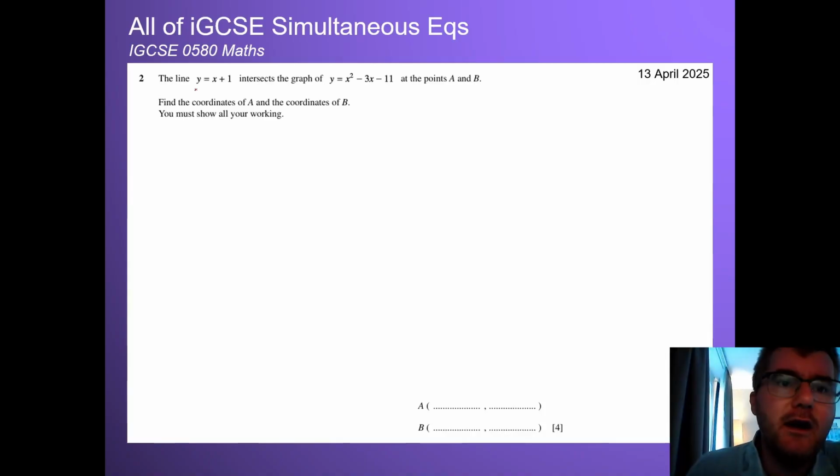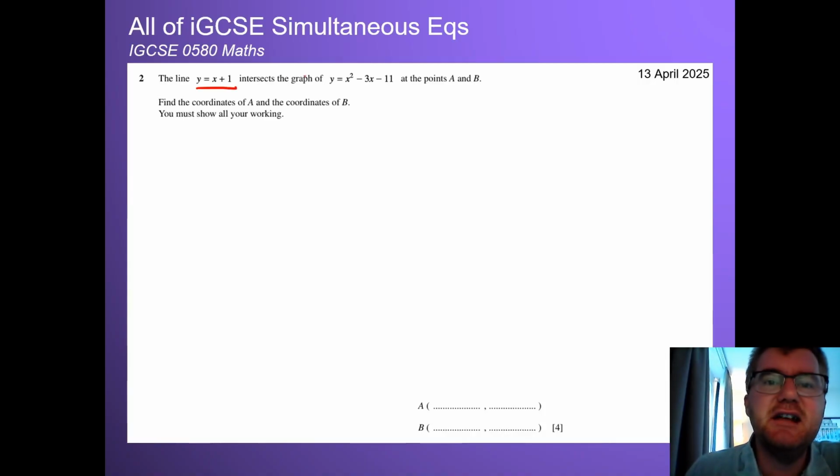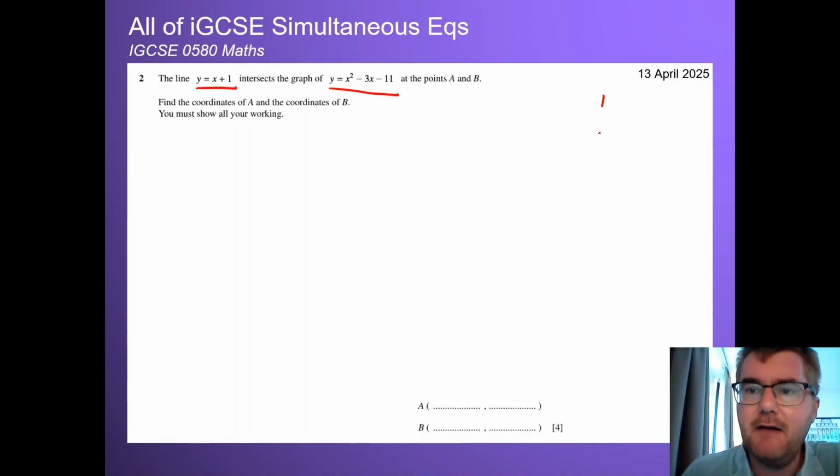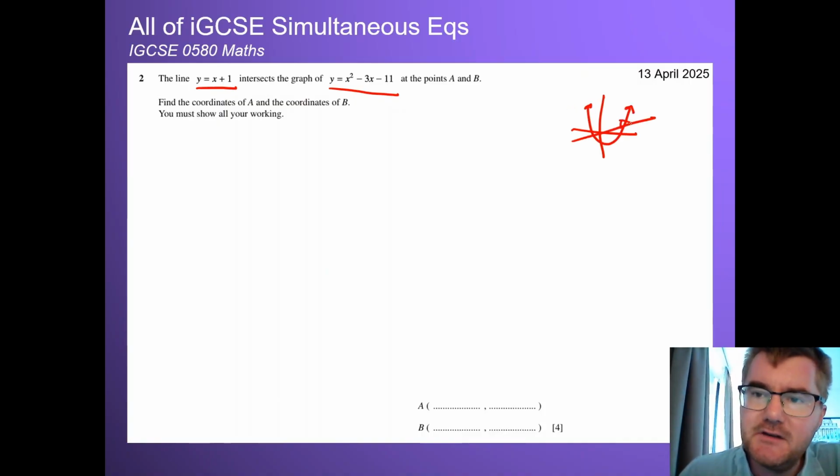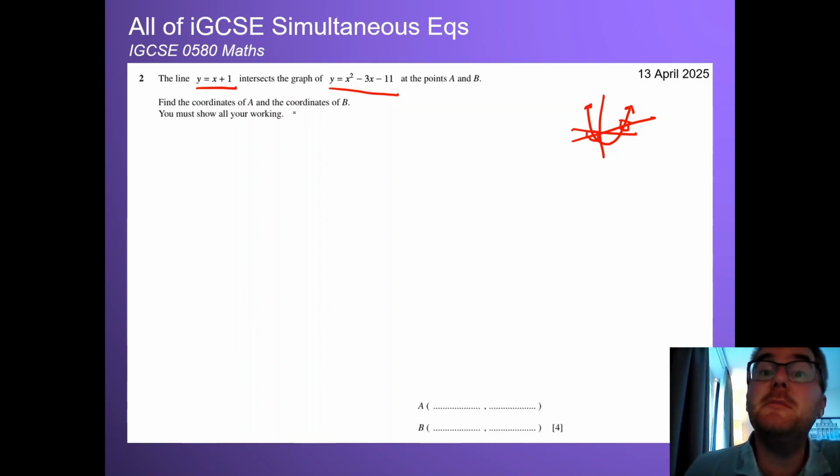So the line here, y equals x plus 1, intersects the graph of y equals x squared minus 3x minus 11 at 2 points, A and B. So imagine you have a quadratic, again, just to give you a visualization of what's going on here. And then we have a line. What we're looking for essentially is the intersection points over here. And with this information, we need to find both A and B.